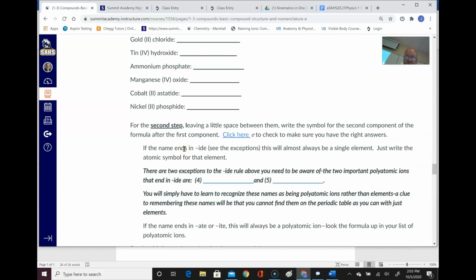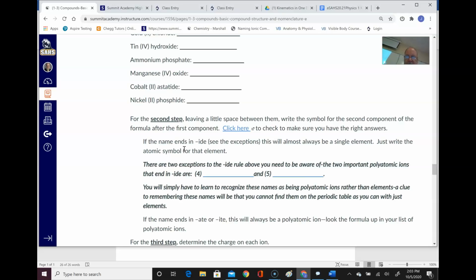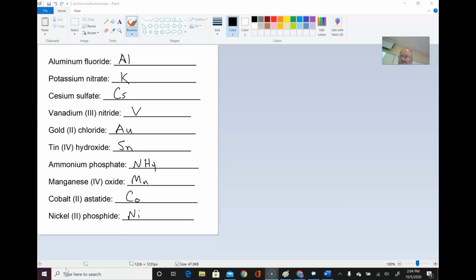The next step, leaving a little space, write the symbol for the second component after the first one. Okay? That's all you're going to do. So let's go back. And now let's add in the second thing. Okay, in this case it's fluoride. So that's just F.